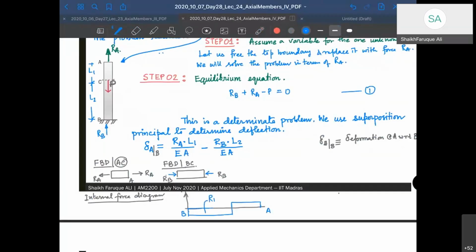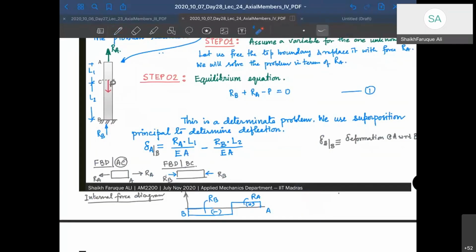RB, RA, positive, negative. Okay, so now how do we find the total deformation? If you remember, total deformation is given by the formula summation of Ni Li by Ai Ei.